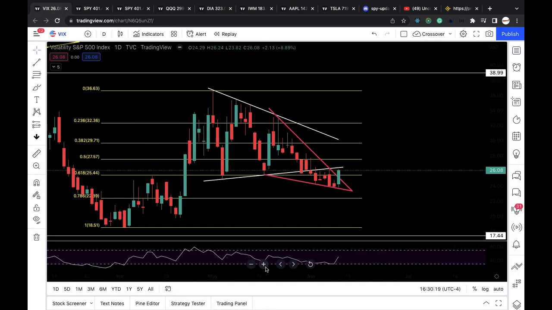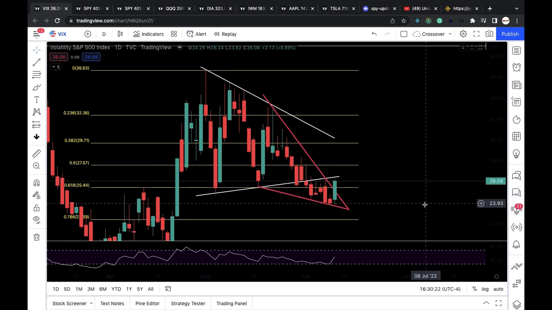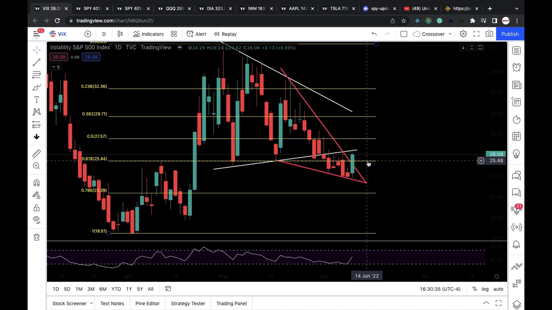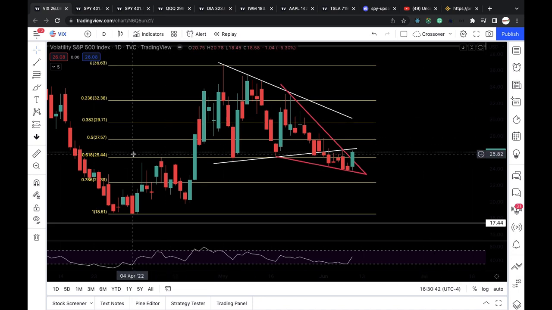I had a viewer yesterday mention this pattern on the VIX. I don't know if I got it right. I think they mentioned a falling wedge, but as you can see here, well, VIX got the breakout, okay, based on the pattern they mentioned to me. And also, it recaptured the 61.8 retracement level that I have, okay? I have the VIX fib level from April 4th low all the way up to May 2nd high. And you see we recaptured at the 25.44 level. That's the 61.8 retracement level.